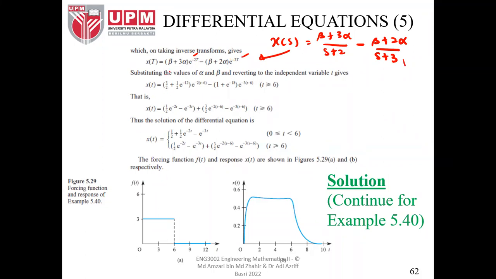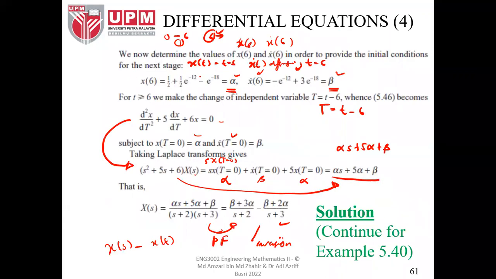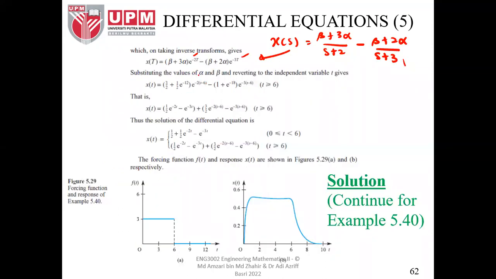So based on this inversion, we know that previously our alpha is this one. This is our alpha value. This is our beta value. So you just substitute the alpha and beta values in. Alpha plus 3 alpha. So simplify, it becomes something like this.